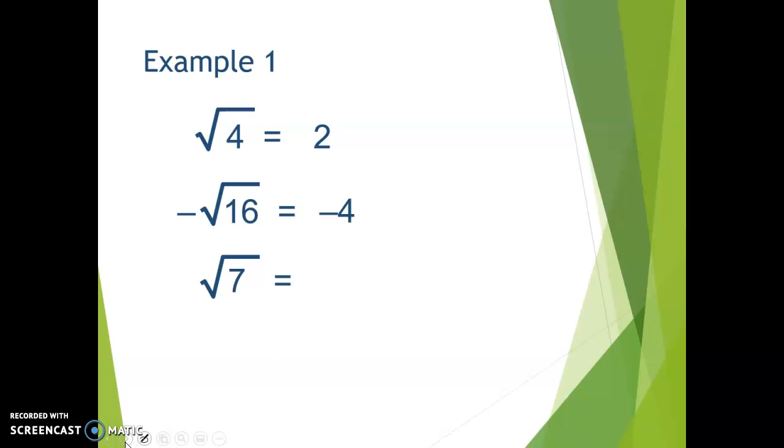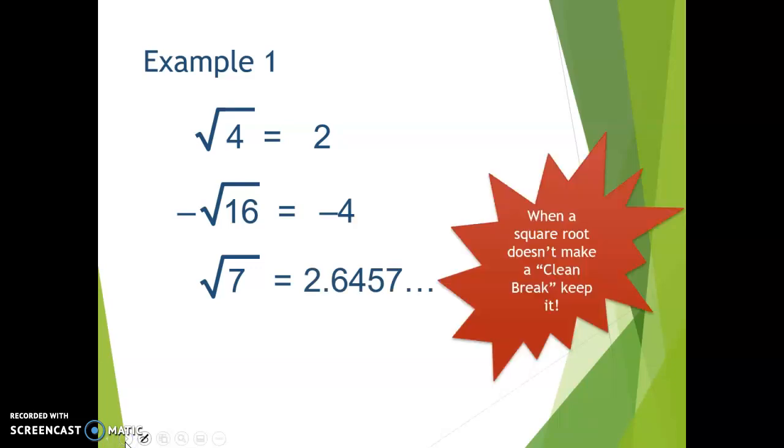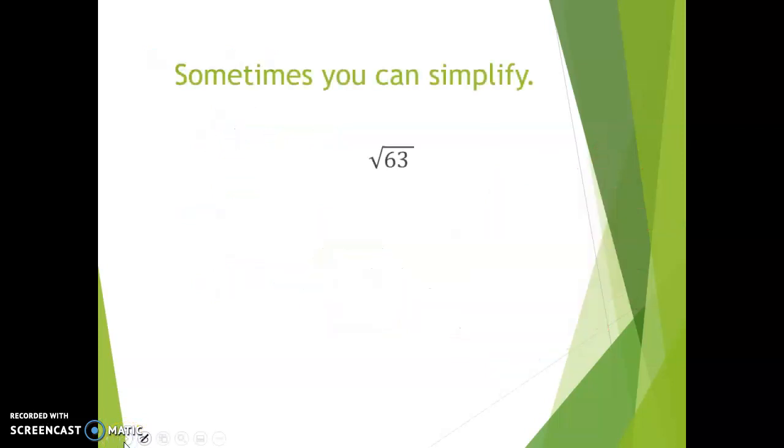Now what about the square root of 7? It's not a perfect square. And so if we were to put that into our calculator, we get 2.6457. Not a nice, neat number. When a square root doesn't make a clean break, just keep it as root 7 instead of trying to find the decimal. Now sometimes you can simplify a square root.